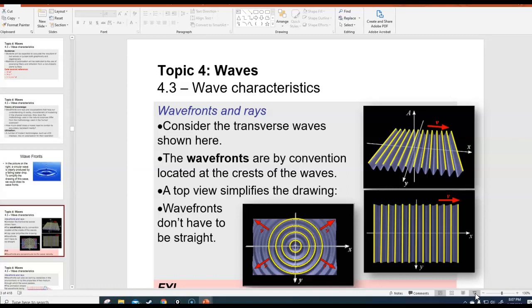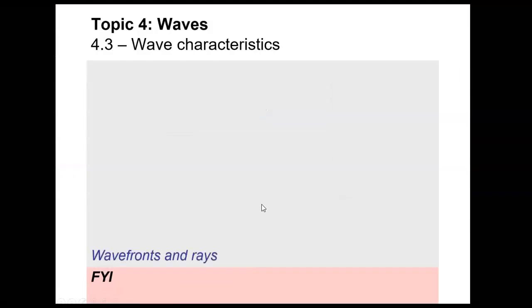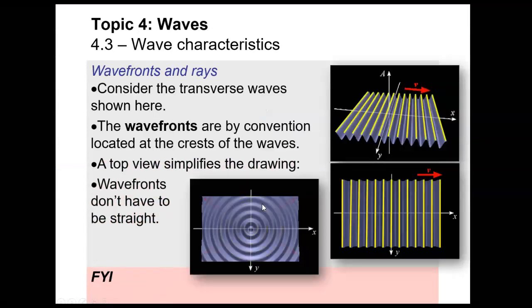Where these yellow rings, this is what we call wavefronts, represent the crests of that wave. And so in this way we can kind of draw the wave 2-dimensionally without worrying about trying to draw it 3-dimensionally, if that makes sense. And so everywhere you see a wavefront, by convention, that is located at a crest, or for a longitudinal wave, that would be located at a compression.